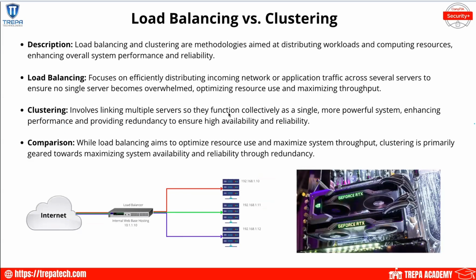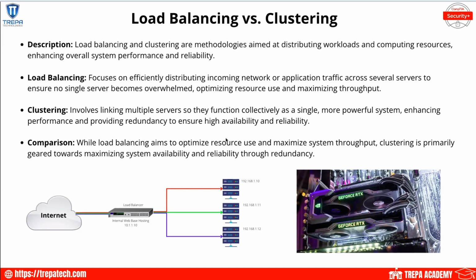Load balancing focuses on the efficient distribution of incoming network or application traffic. So this is just, hey, we have TCP streams coming into our web servers. We have HTTPS traffic coming. But we need to load balance that on the network end, right? Clustering involves linking multiple servers or services, like containerization, so they function collectively as a single, more powerful system. This could also be for storage, right? You can make NetApp clusters as well with all your disks, okay?